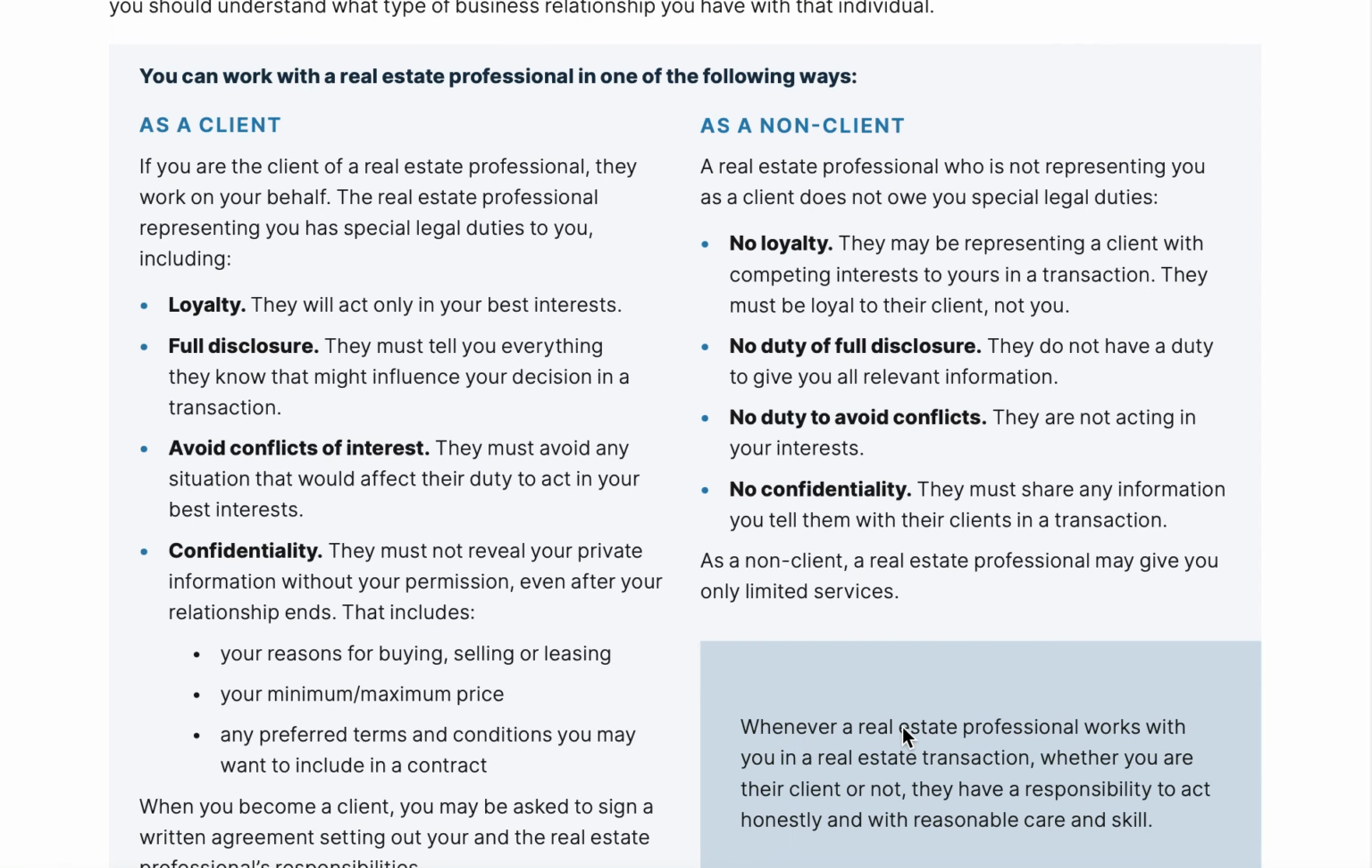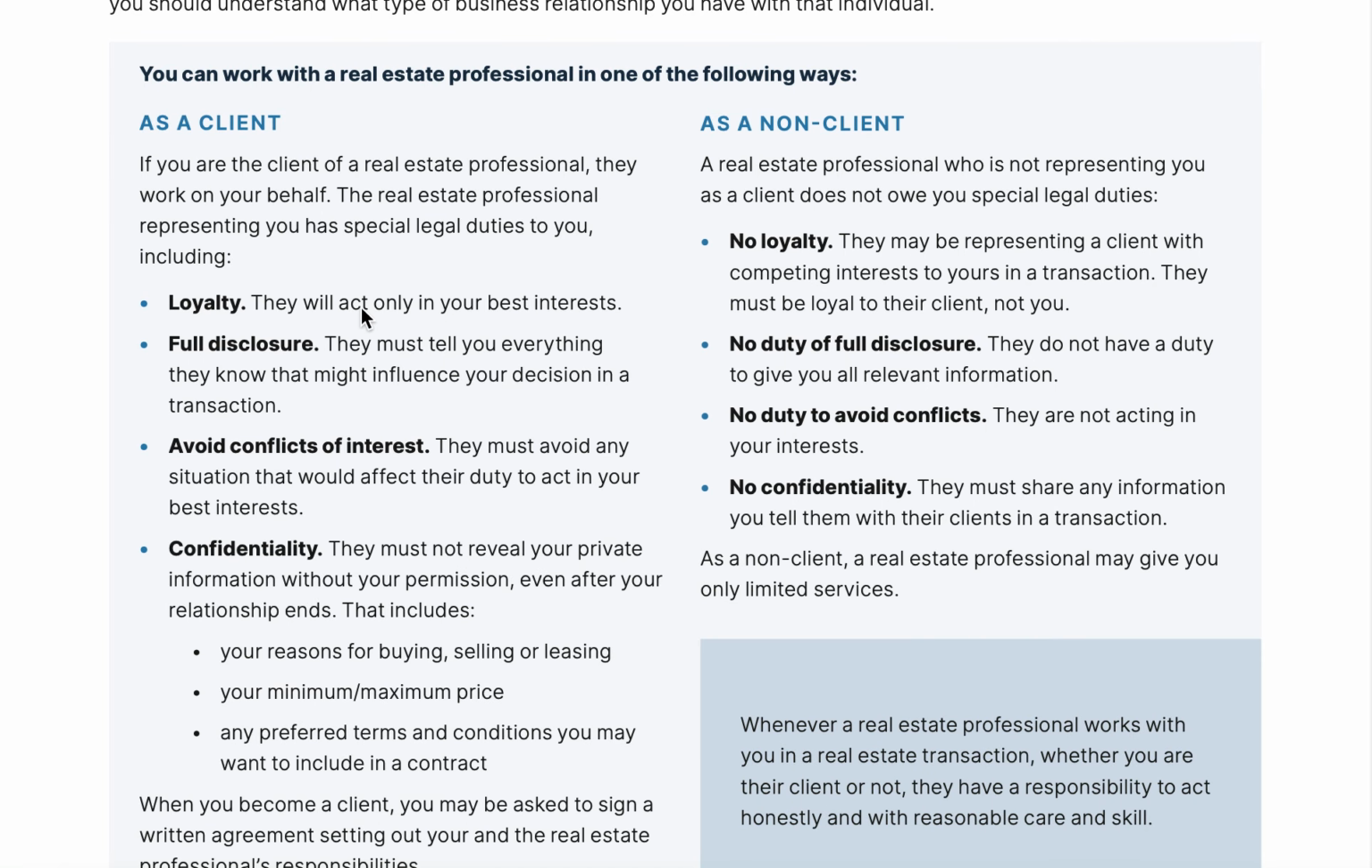With an agent, you are owed a duty of loyalty. Your agent only acts in your best interests. You are owed a duty of full disclosure, which means your agent must tell you everything they know that might influence your decision on a transaction. You are owed a duty to avoid conflicts of interest. So we must avoid any situation where that would affect my duty to act in your best interests.